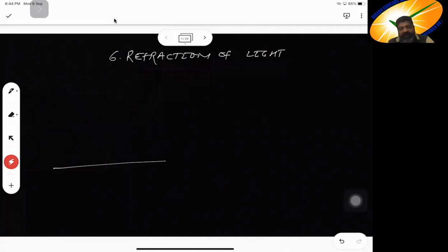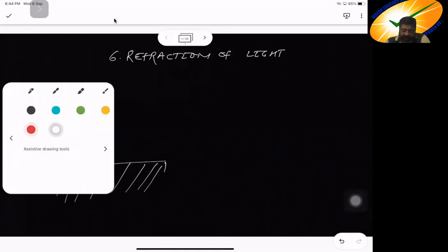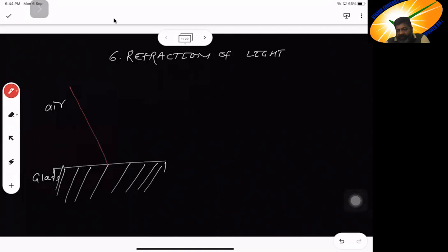How is refraction of light different from reflection or rectilinear propagation? You may already know. If not, understand that if we have a transparent medium, let us say air, and it is separated from another transparent medium, glass. Suppose this side is glass, and above is air. So there are two media, and both are transparent. Air is a transparent medium, and glass is also a transparent medium. When a ray of light travels from one transparent medium and falls on another transparent medium, at the boundary where the medium changes, instead of traveling in a straight line, our ray of light bends.